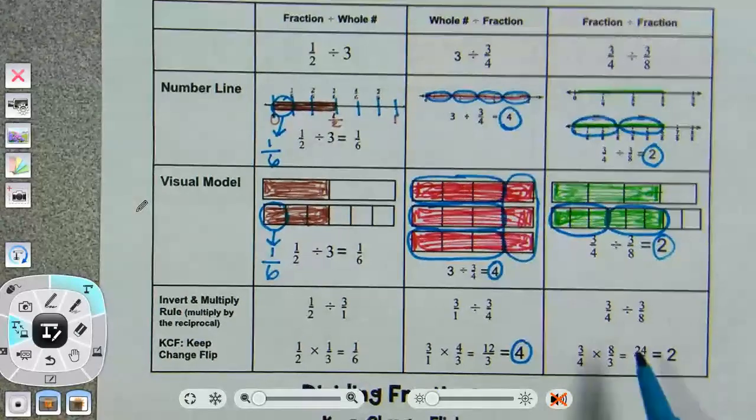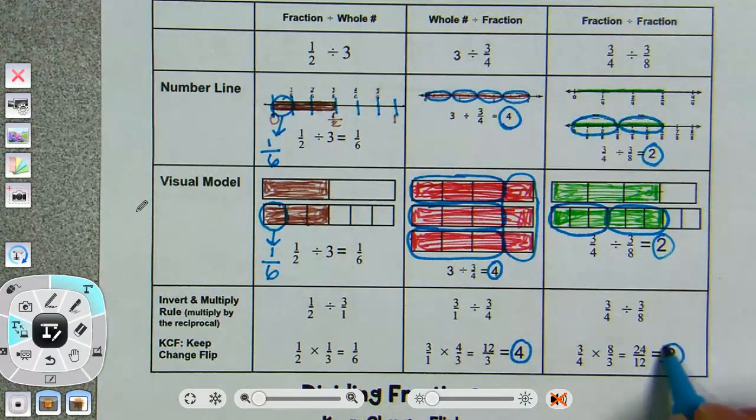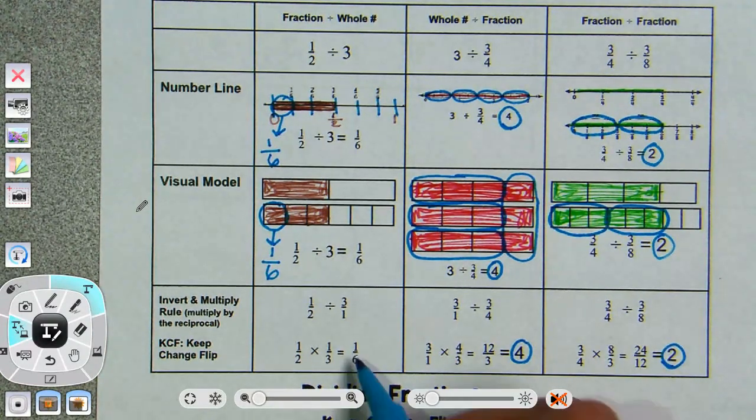Okay, let's verify and see if keep, change, flip works. So we're keeping 3/4, that's the plywood he's starting with. We changed it to multiply. We flipped, or we used the reciprocal of 3/8, and it turned into 8/3. 3 times 8 on top is 24, 4 times 3 is 12, and since this is improper, 24 divided by 12 is again 2 shelves.